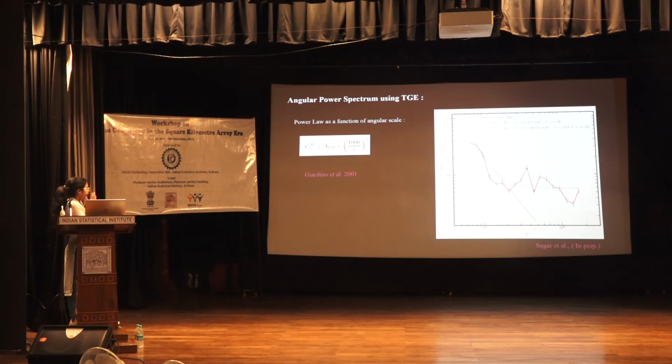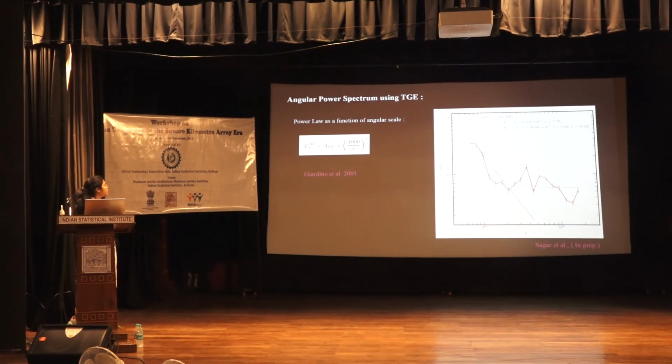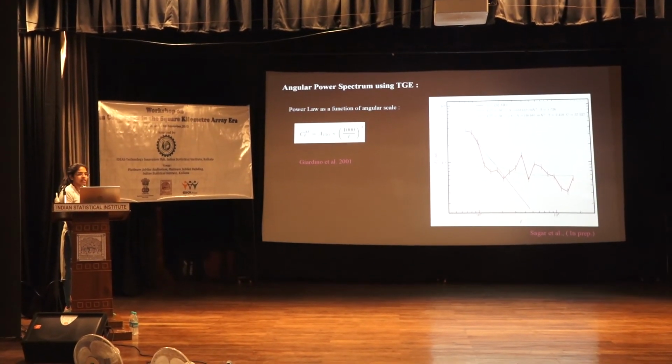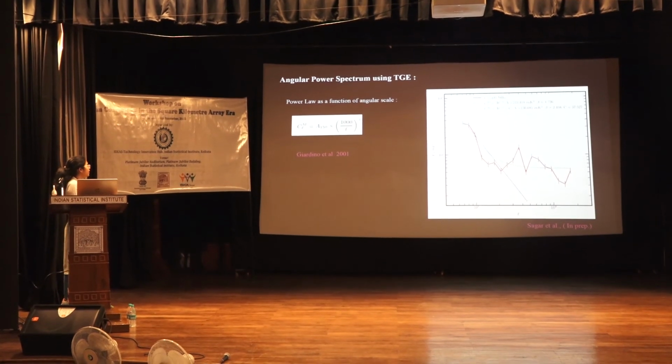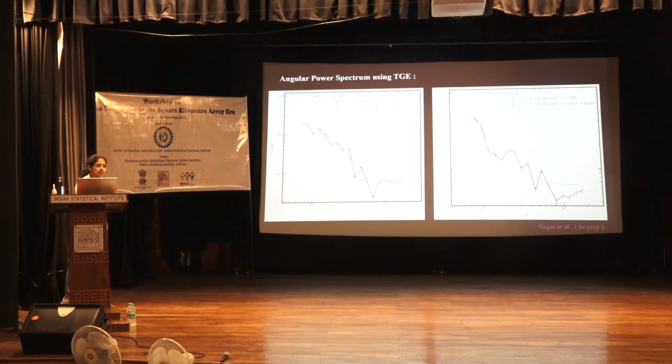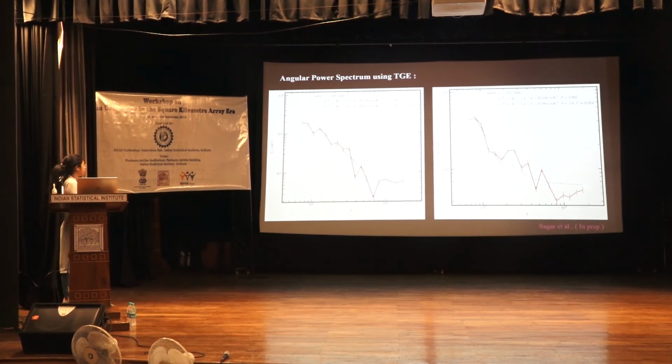We have chosen some frequencies in our data, and we have fitted the power law as a function of angular scale with this given formula, where we have found the values of A and beta, which you can see in the legend of this plot. And these are the initial results. We are still working with the TGE continuation.